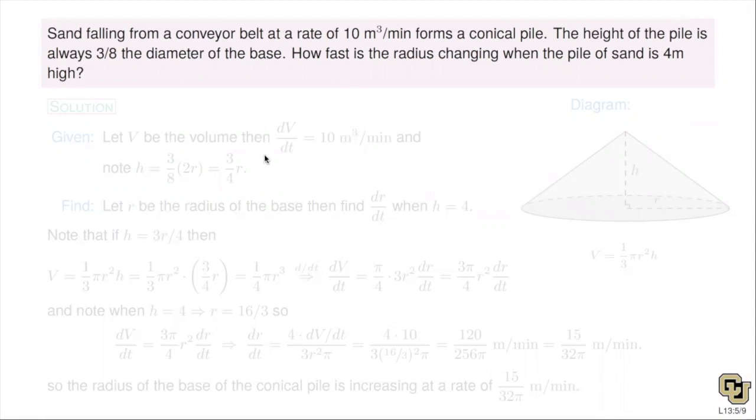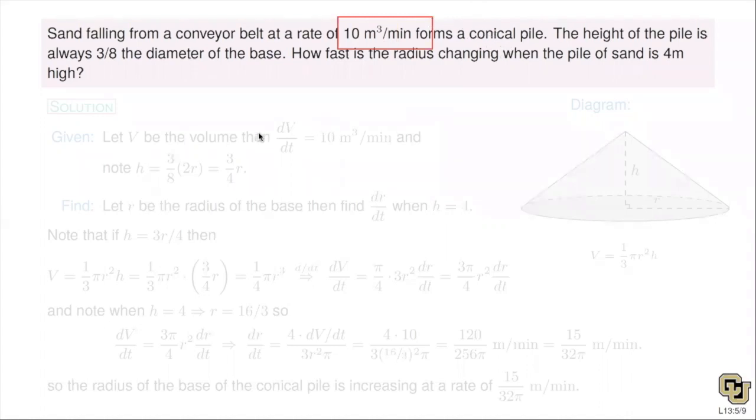Sand falling from a conveyor belt at a rate of 10 meters cubed per minute forms a conical pile. So right off the bat, when I see 10 meters cubed per minute, I go, aha, it's a derivative, because meters cubed are the units of volume. So what they've given us is dV dt, if capital V is the volume. The rate of change of the volume with respect to time is 10 meters cubed per minute.